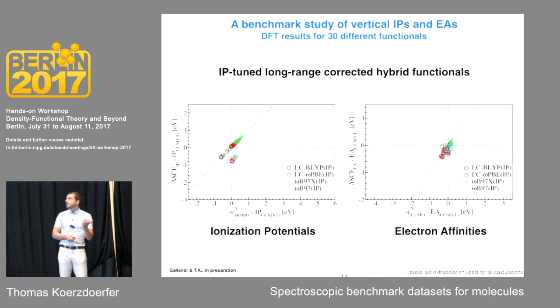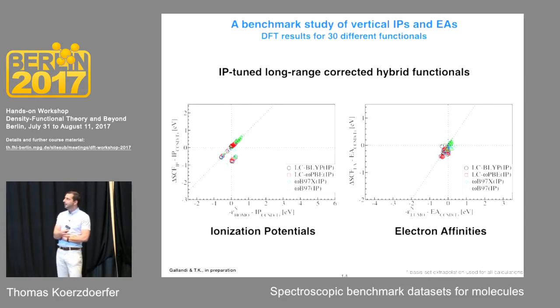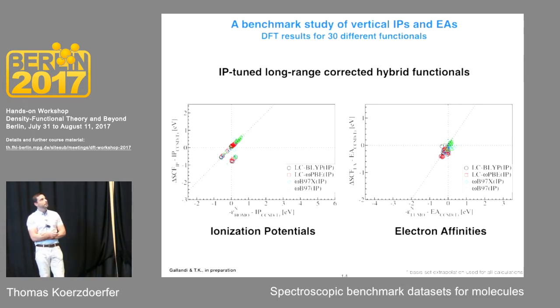Okay, so what happens if we do the IP tuning? If we do the IP tuning, we're on this line for the IPs because that is exactly what we put in to determine the range separation parameter. And then if you do that, sometimes this doesn't really work. Sometimes we don't find a range separation parameter that gives us exactly delta SCF equals IP, and then we can be a little bit off. But the same thing also gives us good results for electron affinities.